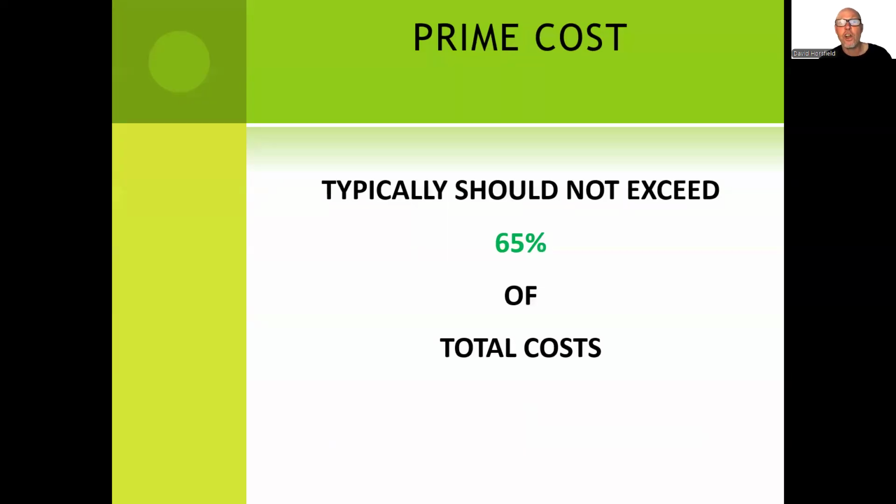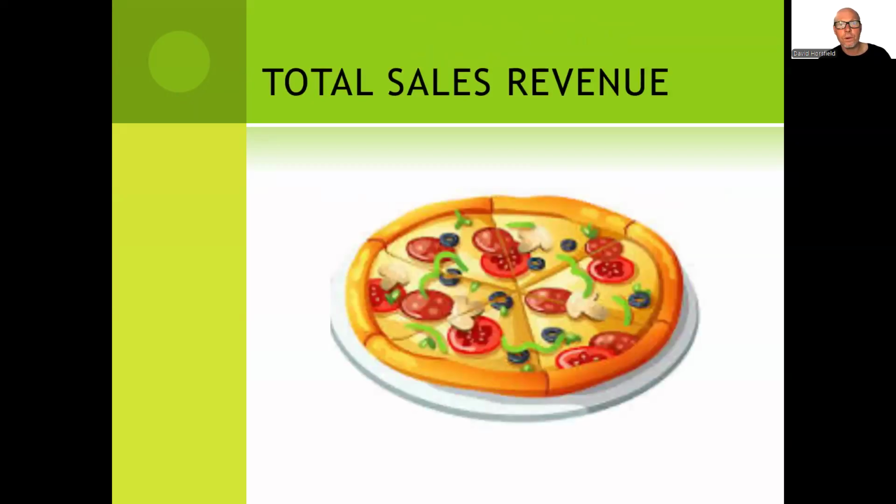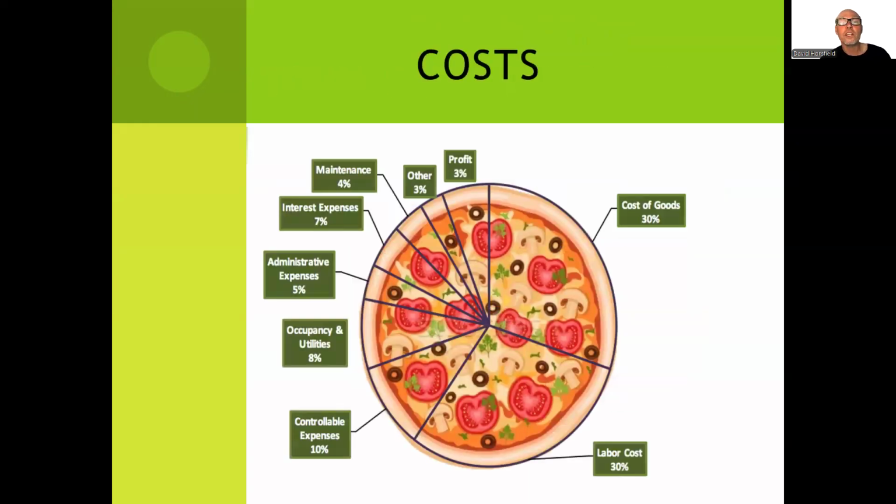65% of those costs should not get consumed, used, or allocated beyond food and labor. Now let's put it into a visual here. If the whole pizza pie represents our total revenue in the business, revenue is our watering can. The circle of the pizza is the whole revenue. Let's look at it this way. We've got to divide that pizza up and feed it to all these different expenses.